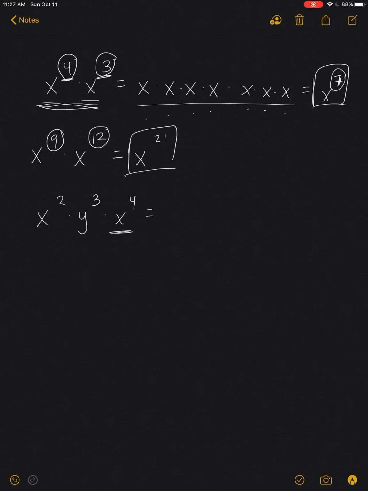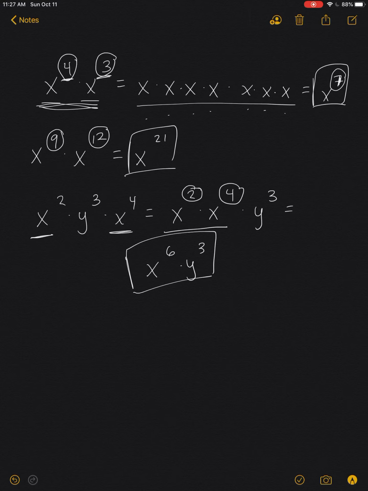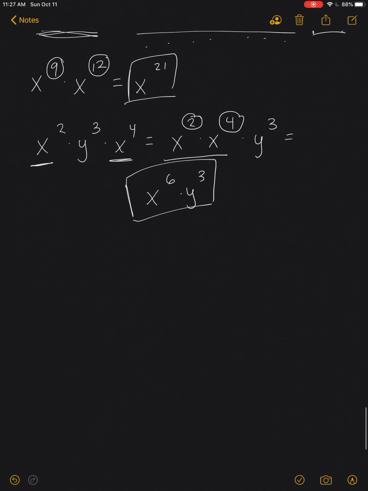Okay, you notice they don't all have the same base, right? But these two have the same base. If it helps you, you can use the commutative property, write them all next to each other, right? These two have the same base, so that means I can add their exponents together as a shortcut. And I get this as my answer.